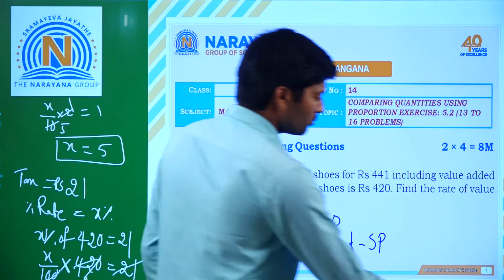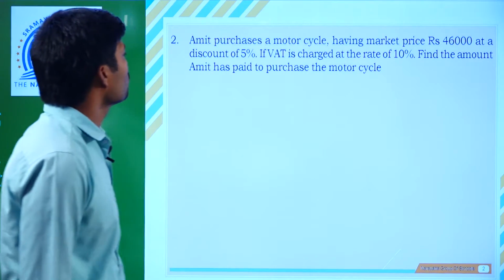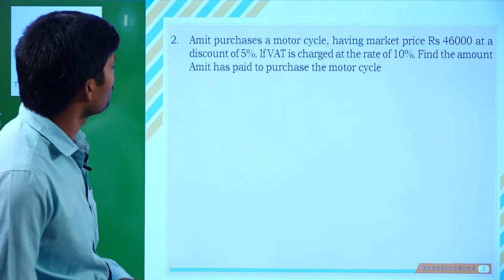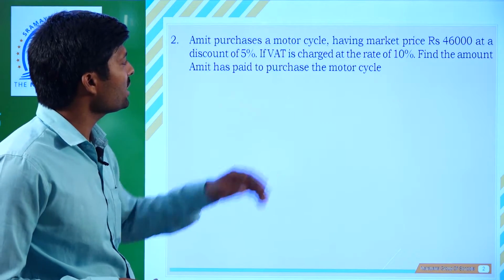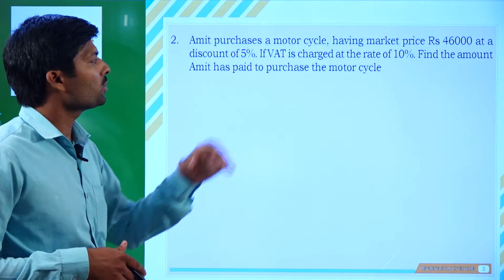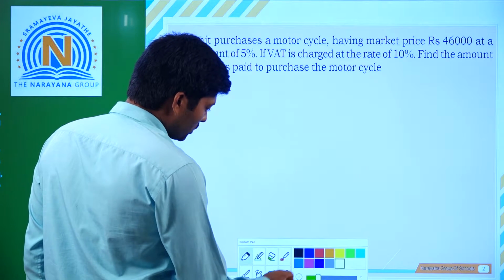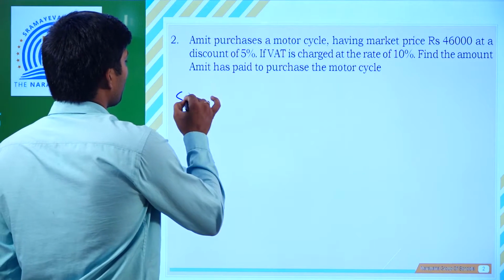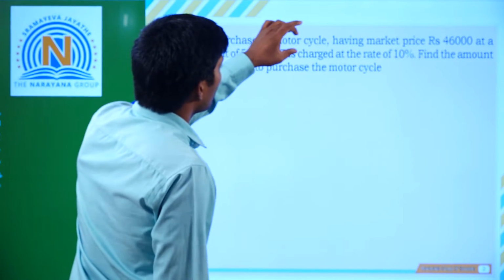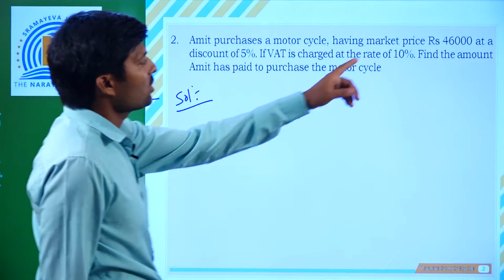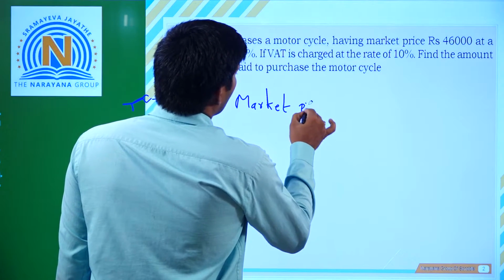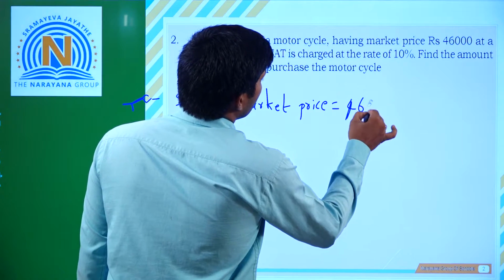Let us go for the second question. Amit purchases a motorcycle having market price as 46,000 at a discount of 5%. If VAT is charged at the rate of 10%, find the amount Amit has paid to purchase the motorcycle. Before going to that, first we have to write how much the selling price is. The selling price is not given at all. The market price is given as 46,000.